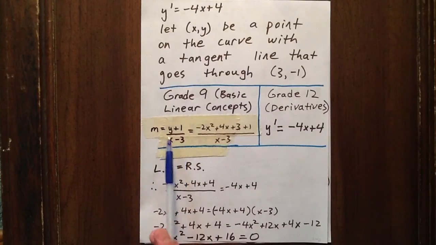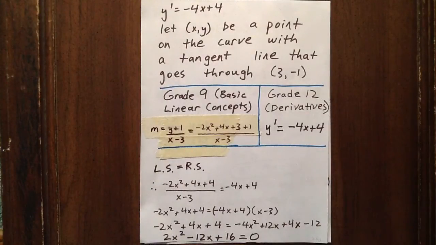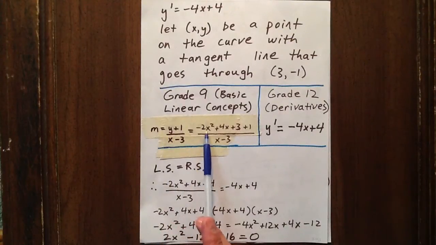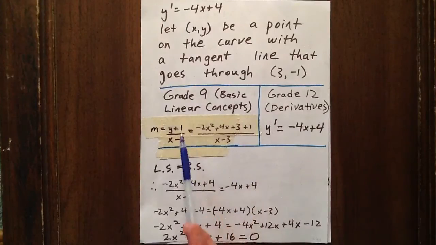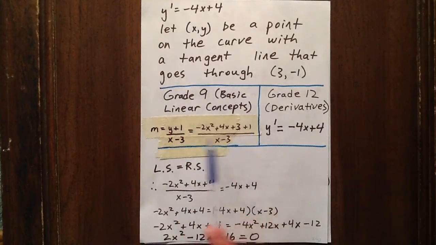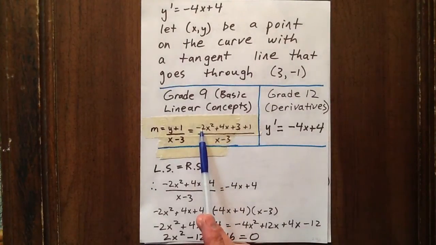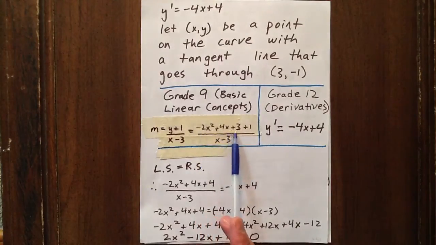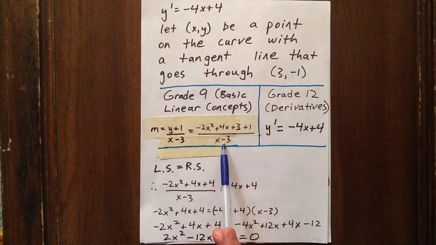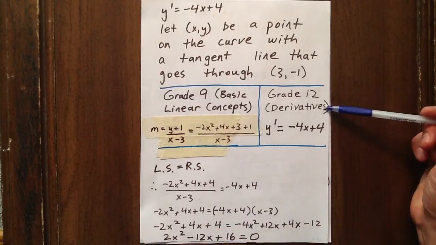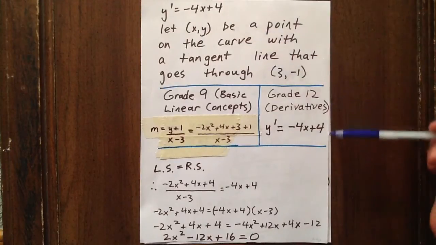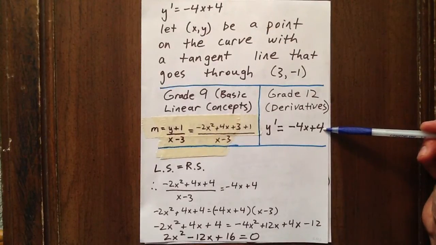Since (x, y) is a point on the curve, y is equal to -2x² + 4x + 3, and then this plus 1 is here, and we have a denominator of x - 3. So our expression for the slope using grade 9 concepts is (-2x² + 4x + 4) over (x - 3). Using grade 12 concepts, in other words taking the derivative, which we've already done, we see that the derivative at any point is -4x + 4.